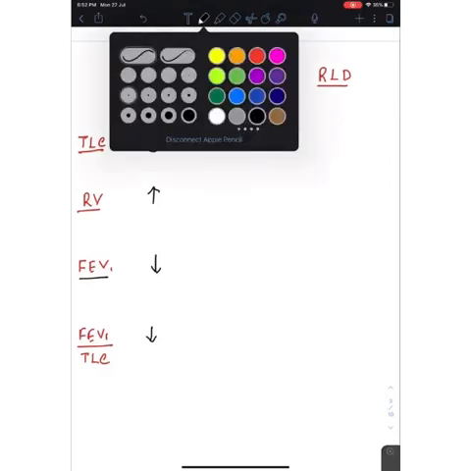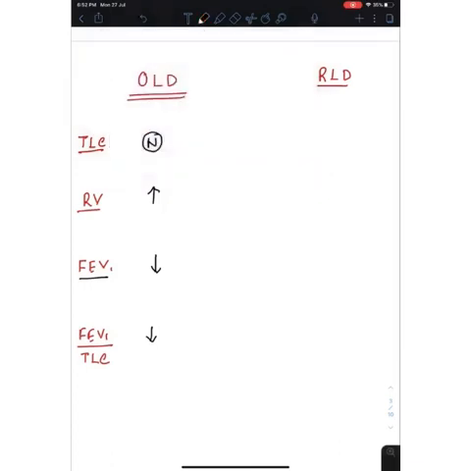Now, in case of restrictive lung disease, TLC decreased, because I already said every volume gets decreased. Residual volume decreased, FEV1 decreased, everything decreased, but this ratio becomes normal because TLC is decreased and also FEV1 is decreased. So this ratio is normal, and thus you can differentiate between OLD and RLD.